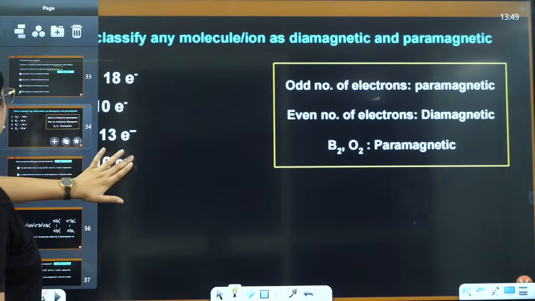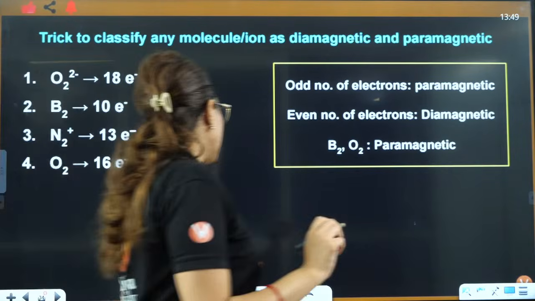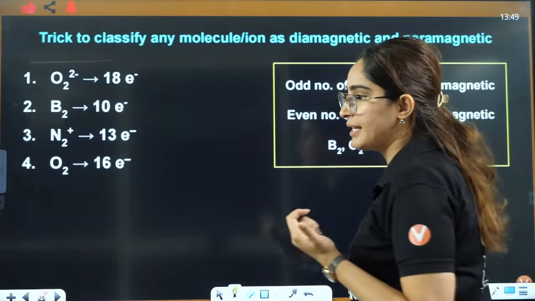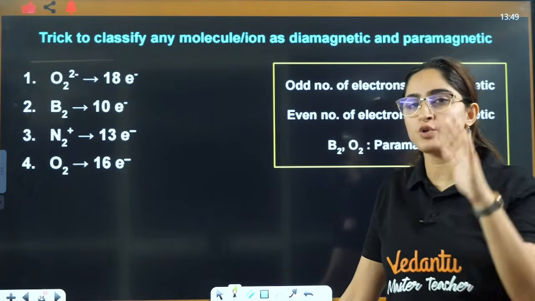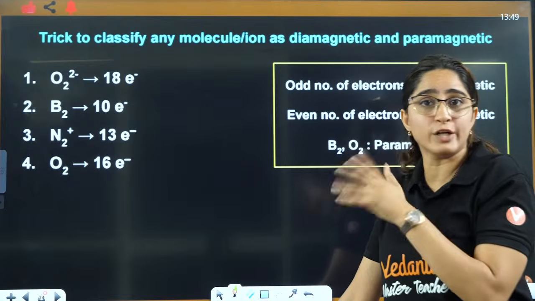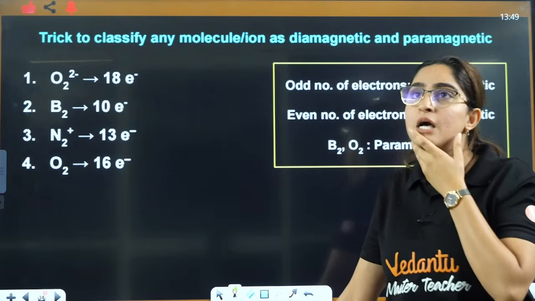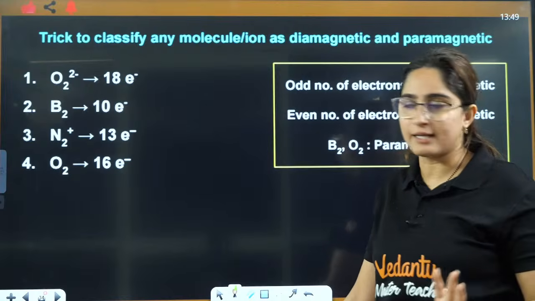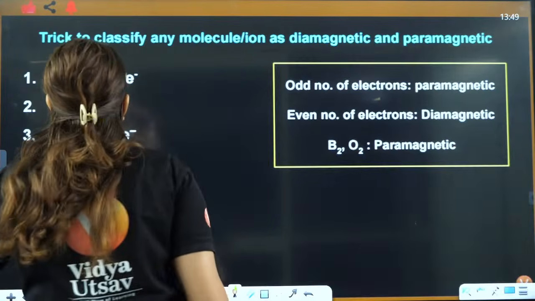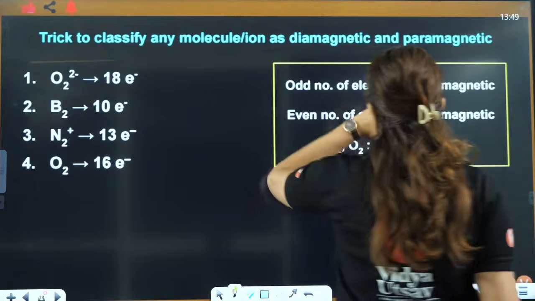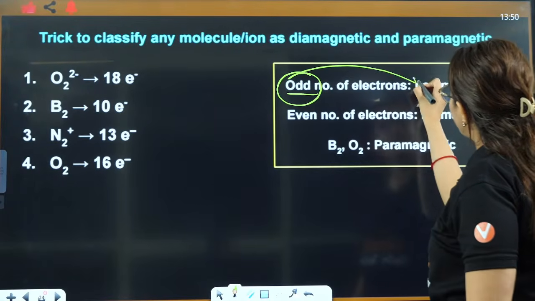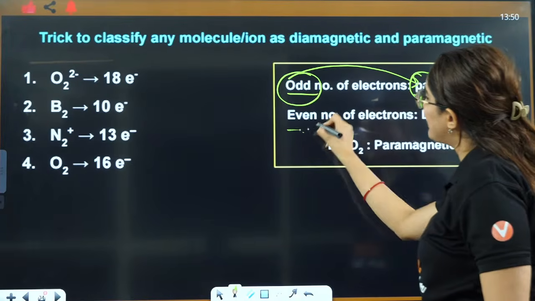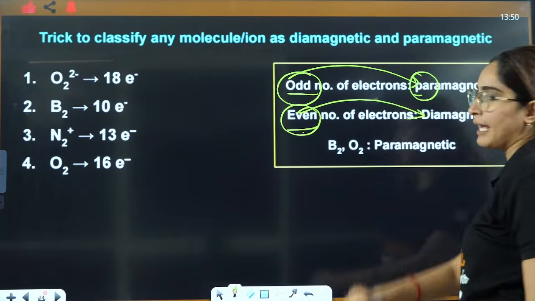Okay? Another question is related to diamagnetic paramagnetic character, and here also either you solve it thoroughly, just like I told you, this has unpaired electron, or you do it with the help of a trick. So the trick to classify any molecule as diamagnetic or paramagnetic is: an odd number of electrons will always be para, an even number will always be dia.